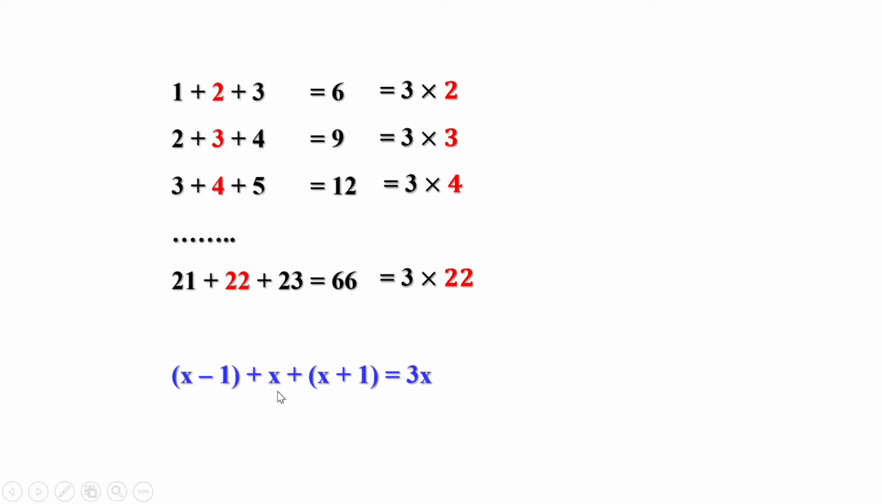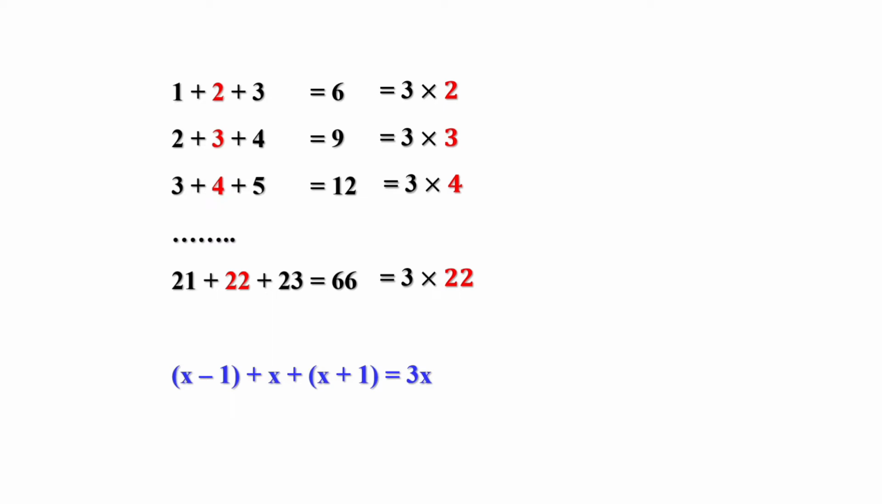Look at the middle term x and the sum is equal to 3x. That means the sum of three consecutive natural numbers is always 3 times the middle number. When you give different values for x, you will get all the three natural numbers. So this is always true.